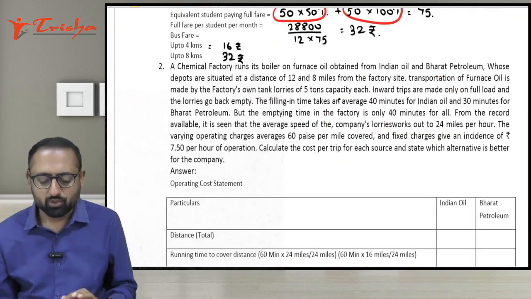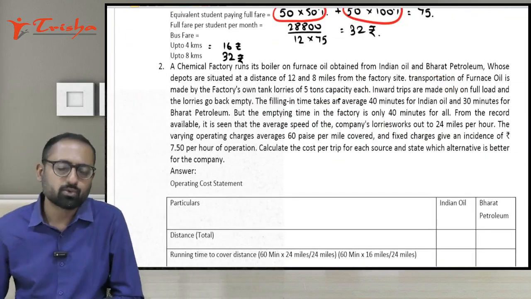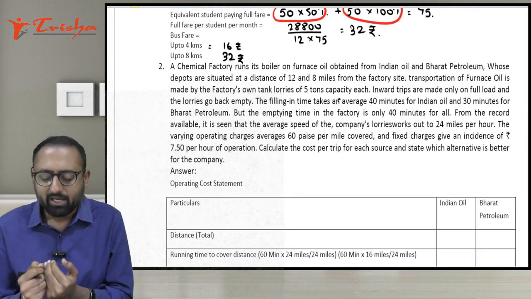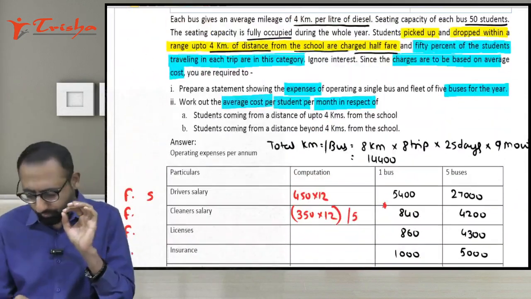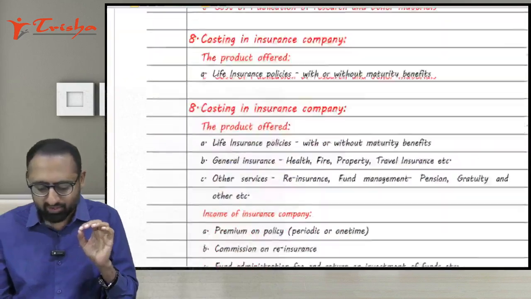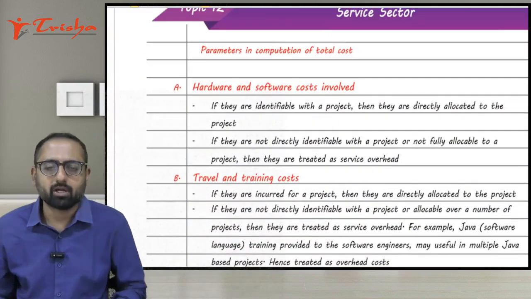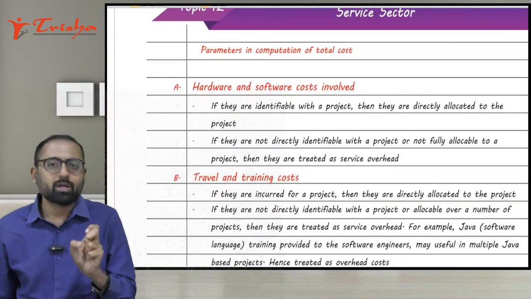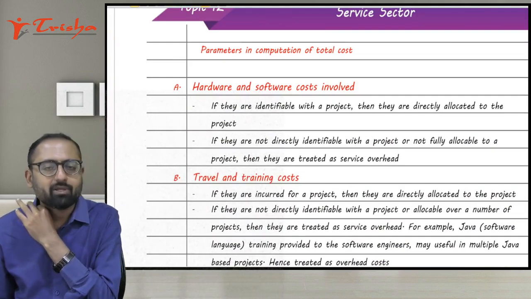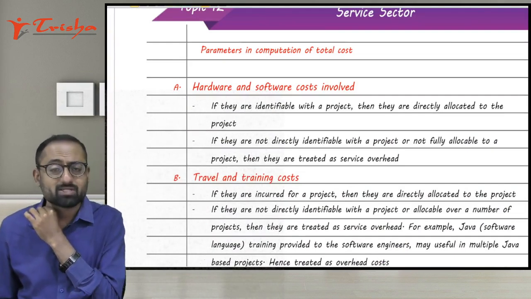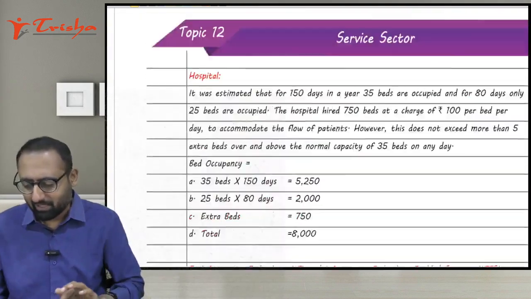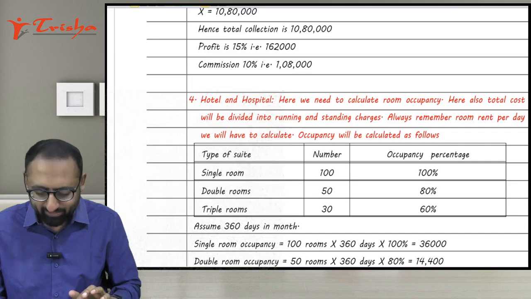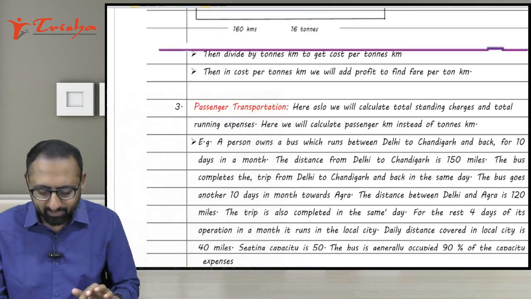So after this school bus question, let's move ahead and work out the goods transportation question. Before we solve that question, let's understand how to calculate tons kilometer. There are two types of tons kilometer. One is absolute tons kilometer, and the other is commercial tons kilometer. I have taken one example. Let's continue with that example. Everybody please come to that example.